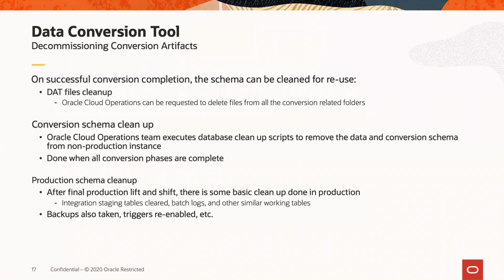And also as part of the lift and shift, they do some kind of cleanup in both the pre-production merchandising schemas as well as the production schema, just to clear things like integration staging tables and batch logs, anything to reset it and get it ready for go live. That's part of their standard lift and shift process. They also take a backup, and re-enable triggers, things like that which get turned off during that lift and shift.